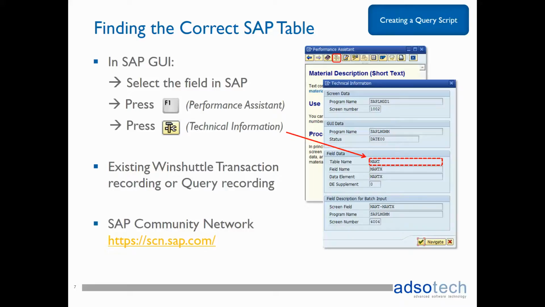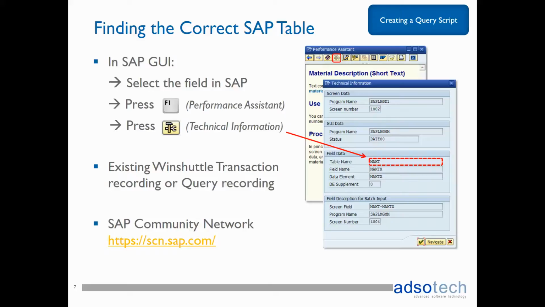First of all, you can try looking up the table name in SAP GUI by highlighting a field and pressing F1. This will open up the Performance Assistant. From there, you can access the technical information screen, which will often show the table name where the data for the selected field is stored. However, due to how SAP is structured, this is not always the case.